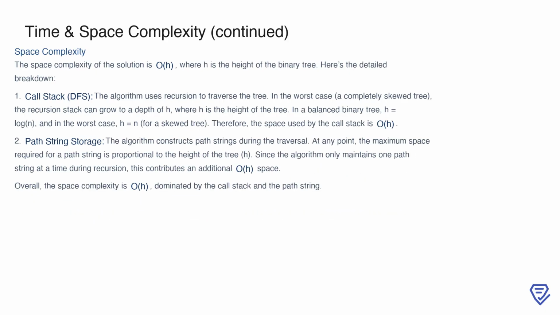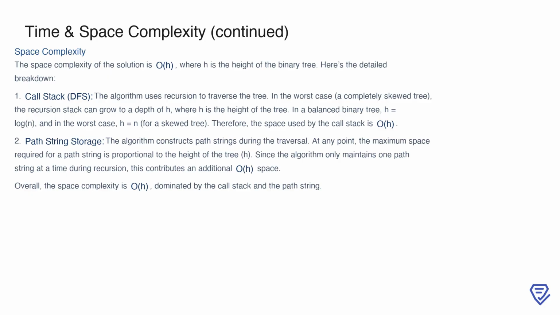Now let's analyze the space complexity, which is O(h), where h is the height of the binary tree. The first contributor to space usage is the call stack, since the algorithm uses recursion to traverse the tree. In the worst case, such as a completely skewed tree, the recursion stack can grow to a depth of h, which matches the height of the tree. For a balanced binary tree, h would be log n, while for a skewed tree, h could be as large as n. This means the space required for the call stack is O(h).